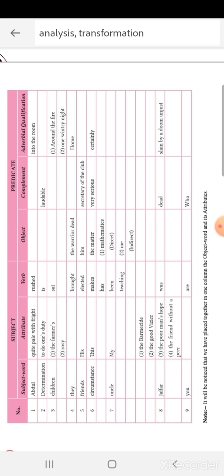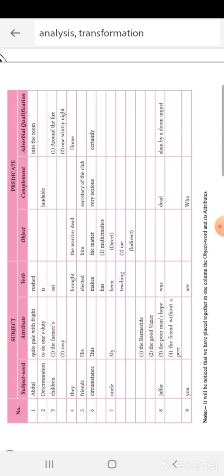Fine. In the second example, determination to do one's duty is laudable. Whatever part is given before the verb is the subject, and determination alone is not the subject, because determination of what thing? Determination of doing one's duty. So to do one's duty is modifying determination. Determination to do one's duty is the complete subject. In this complete subject, determination is the subject word, and the words modifying determination, to do one's duty, are the attribute. The verb is, and laudable is the complement.